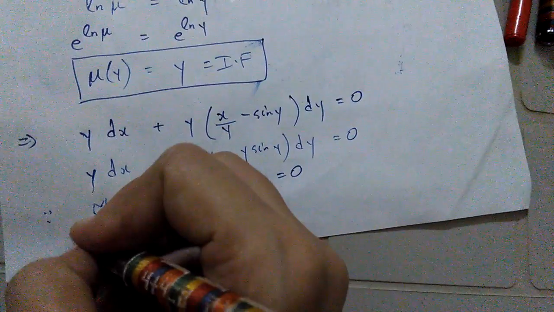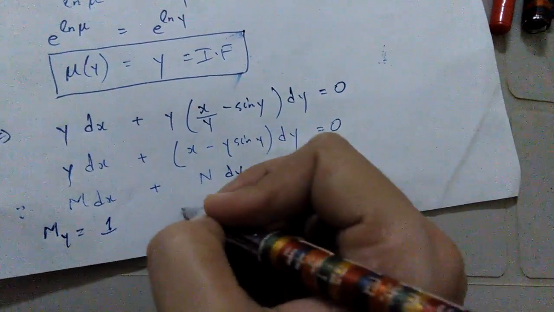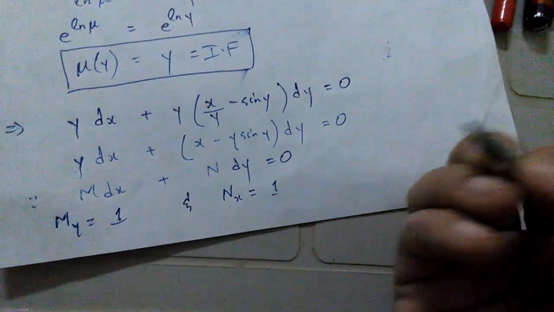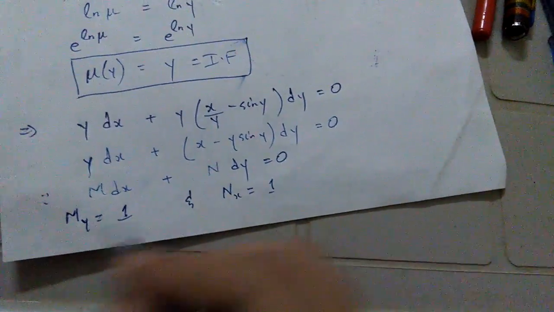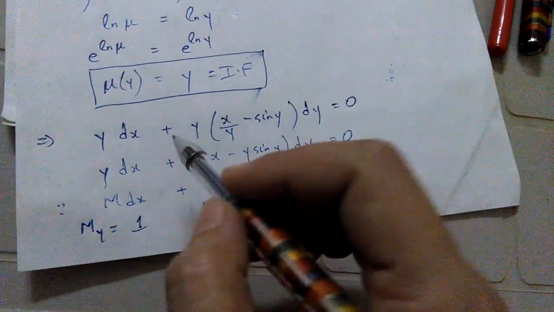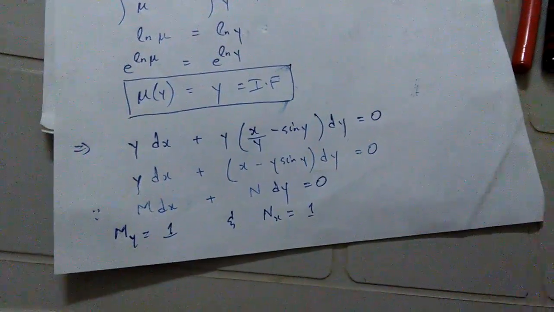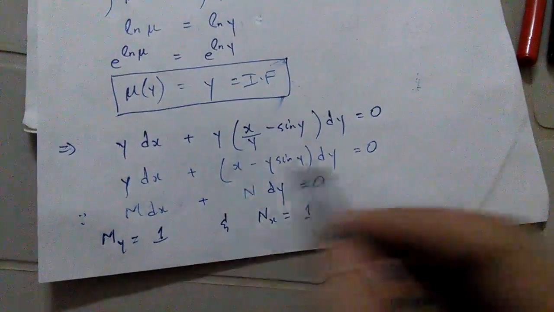So you see, my is giving me 1 here, and nx is also giving me 1 here. I'm trying to do it quite directly because now the thing is quite clear. So now it is equal. So the equation is now exact. Now this is an exact ODE. Now let's perform the process of solving an exact ODE.